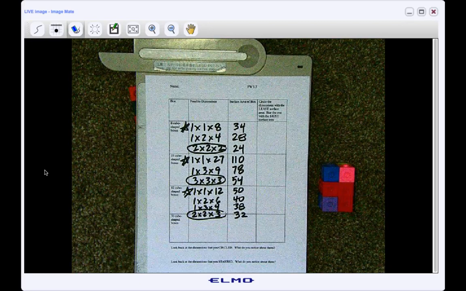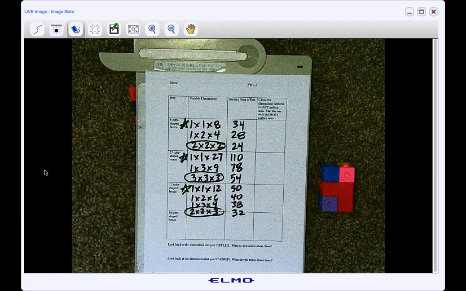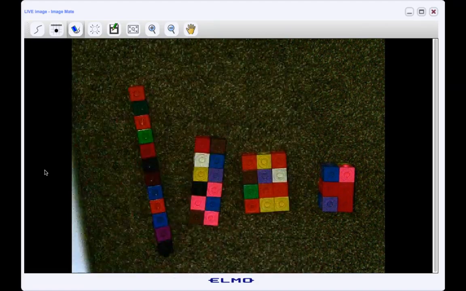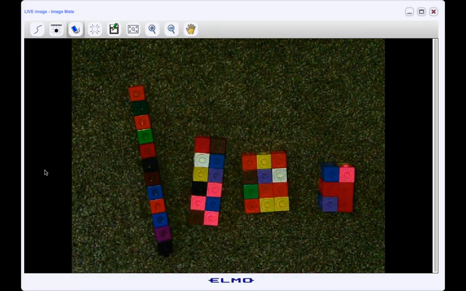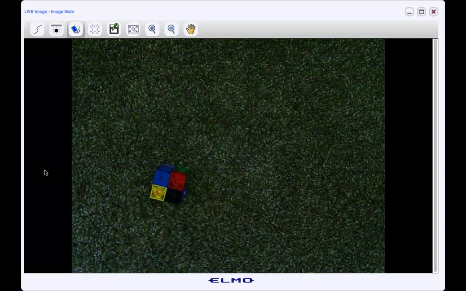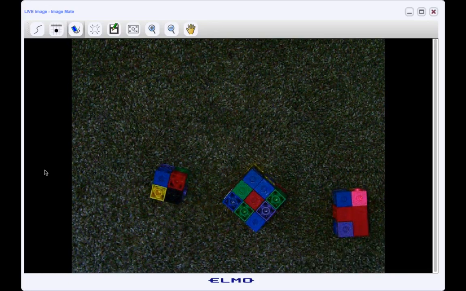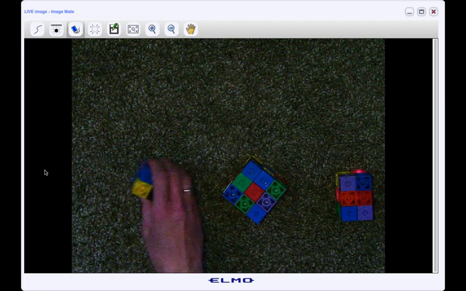So look back at what we circled. What do you notice about the things that we circled? Okay, so here are the ones with the least surface area. For 8, it was the 2 by 2 by 2. For the 27, it was the 3 by 3 by 3. And for the 12, it was the 2 by 2 by 3. That's what we're seeing similar about each of these.